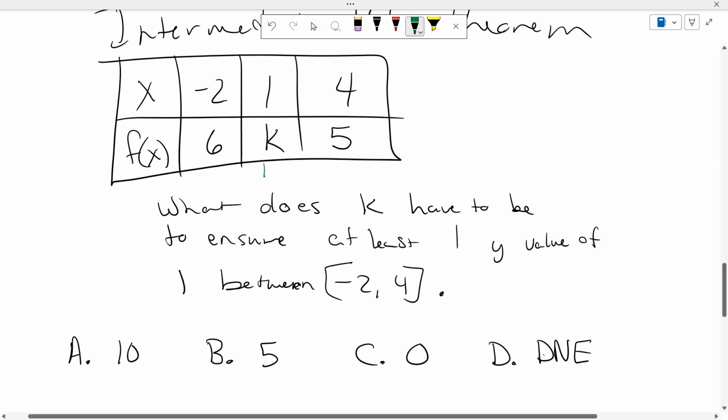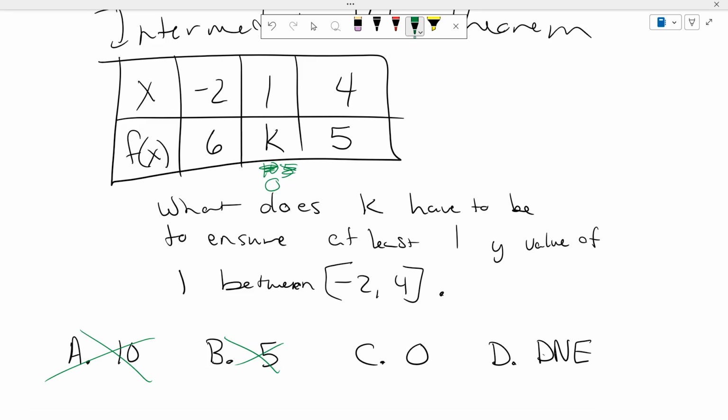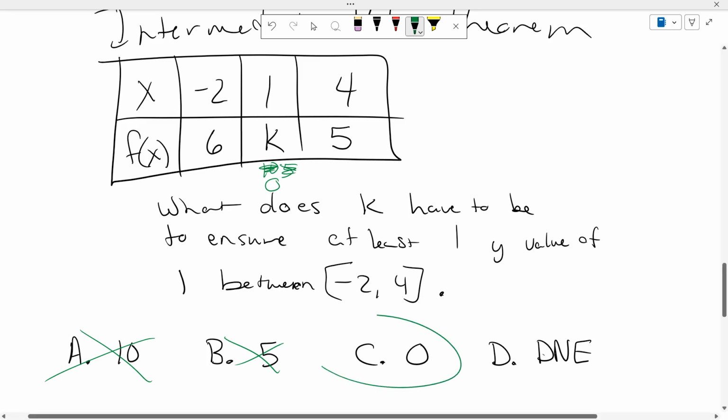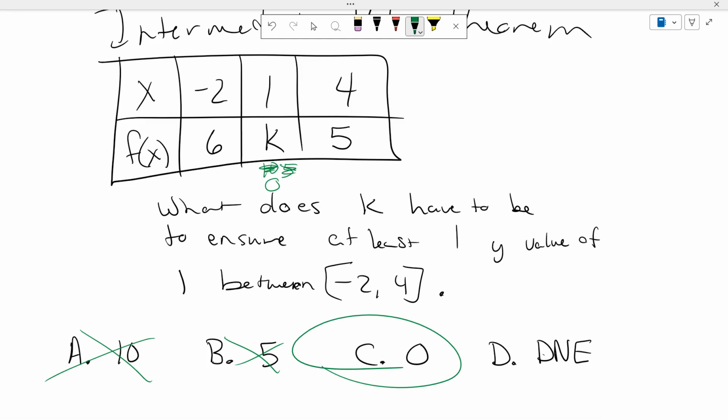If you had a 10 in here, does that ensure there's a 1 in between 6 and 10 and a 1 in between 10 and 5? No, 10 is out. What about a 5? Is 1 in between either of those? No. We had a 0 in here. Is there a 1 in between 6 and 0? Is there 1 in between 0 and 5? Yep. So if it's 0, that would ensure at least 1. And generally, it would kind of have to be 2 different times you hit 1 in between there.